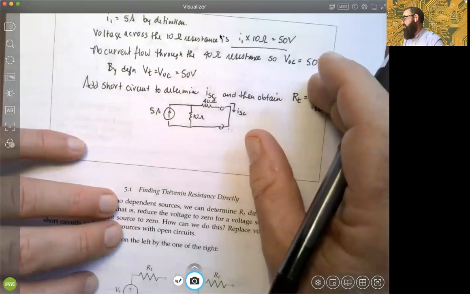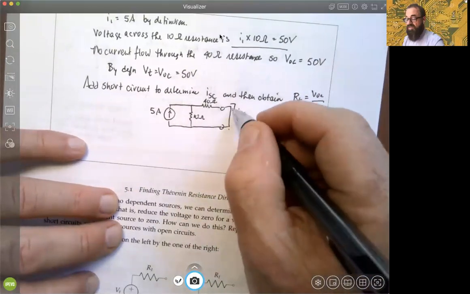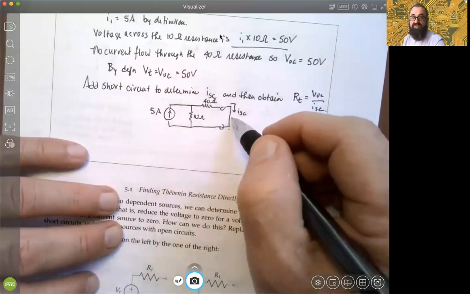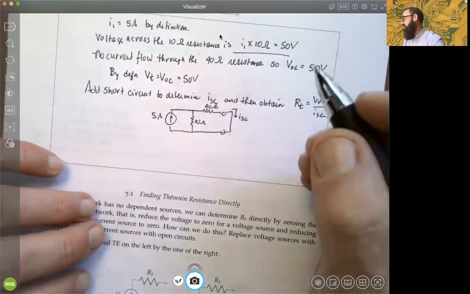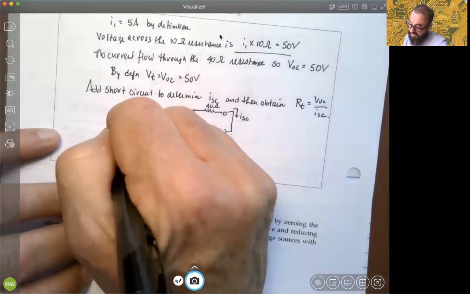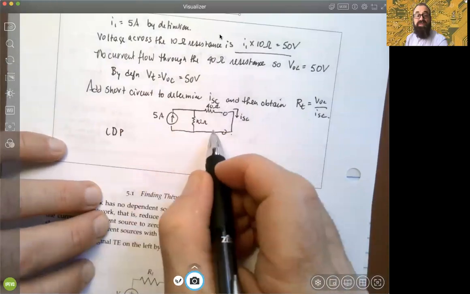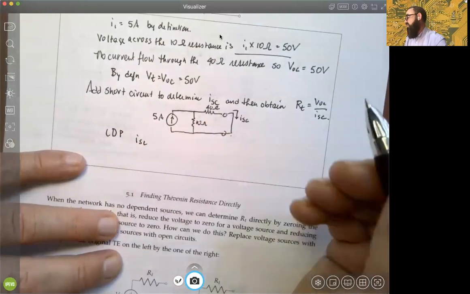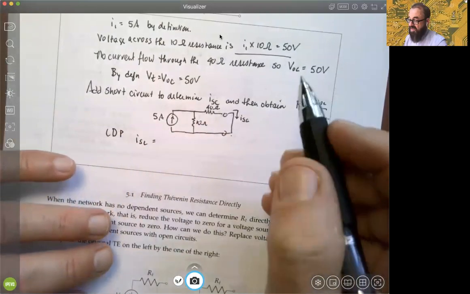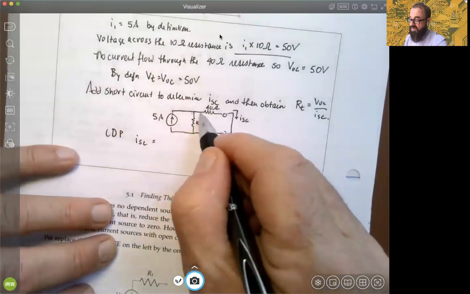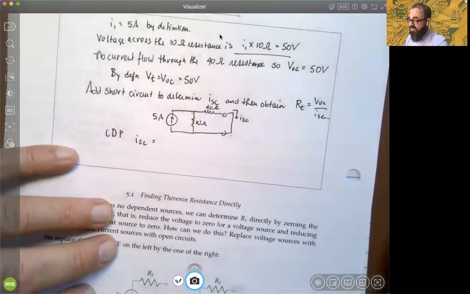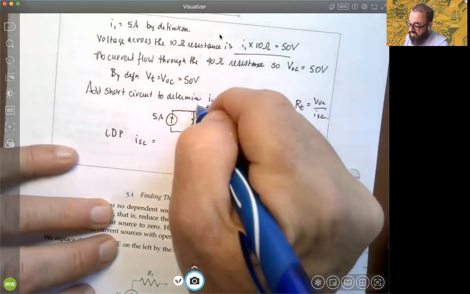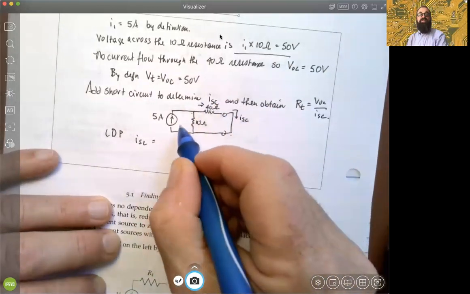In terms of the voltage here, we cannot say the 10 ohm resistance has zero voltage now because we have a resistance in front of it. But we can use CDP, the current divider principle, to determine how the current splits across those two resistances. In this case, the short circuit current that we want is the current that takes this path. I'll indicate it in blue. So it's the same current that comes through the 40 ohm resistance, not the 10 ohm resistance.